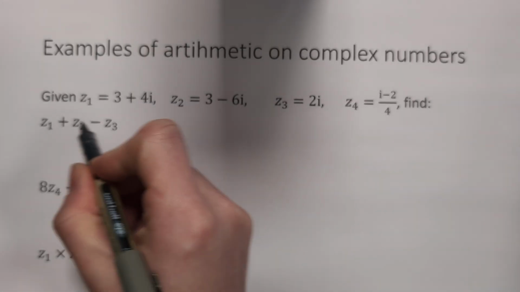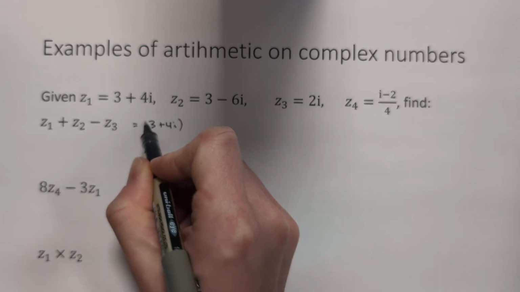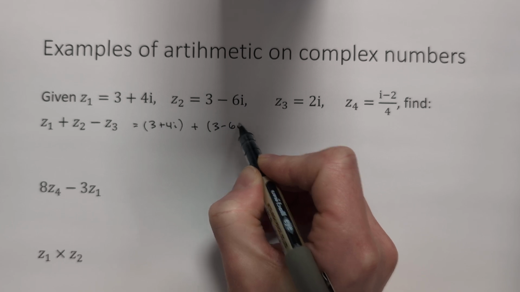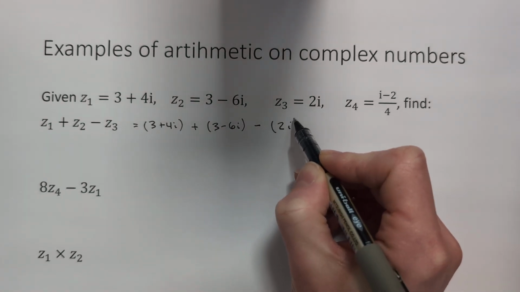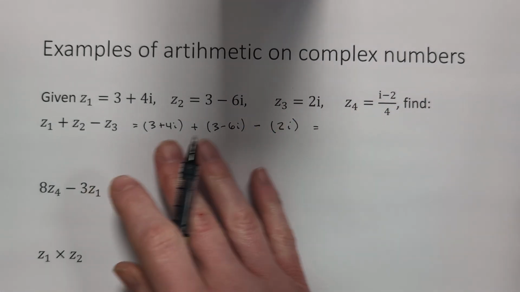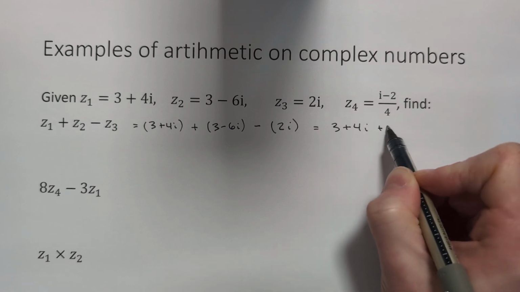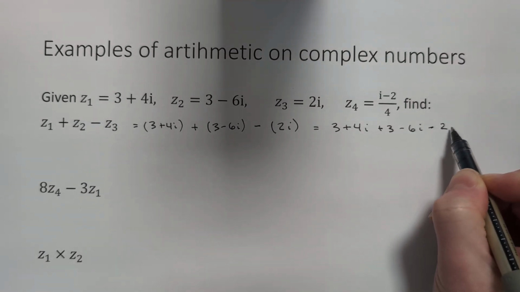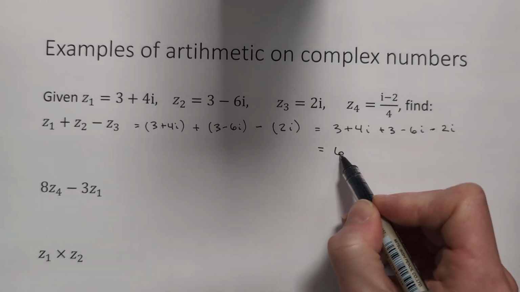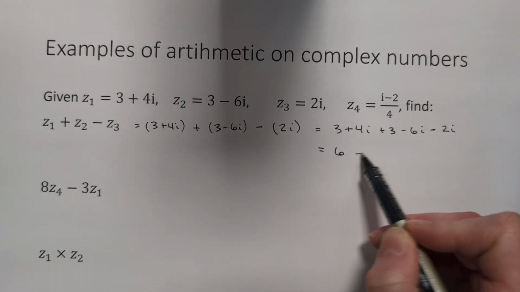So if you were to just add and subtract these, be very careful with parentheses. So there's Z sub 1, this first number, Z sub 2, minus Z sub 3. And if I were to make sure that I distribute any negatives, any coefficients, 3 plus 4i. And then you can combine like terms. So 3 plus 3, those are my real parts. 4i minus 6i minus 2i is negative 2i minus 2 more i is negative 4i.